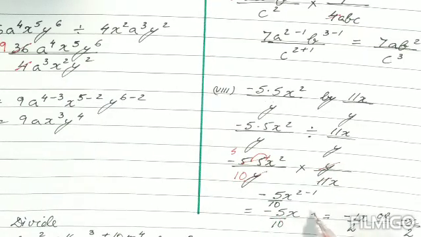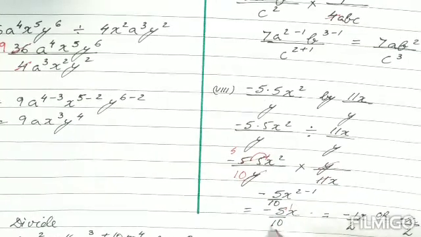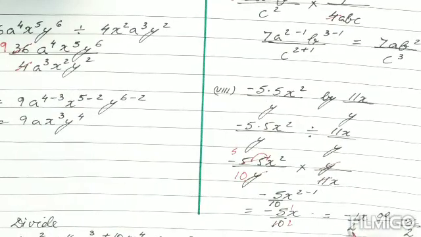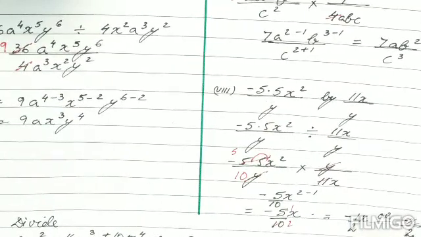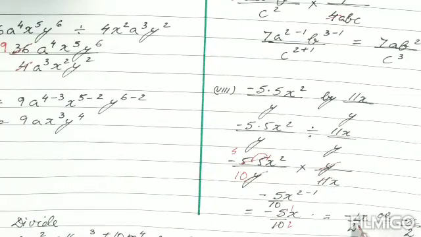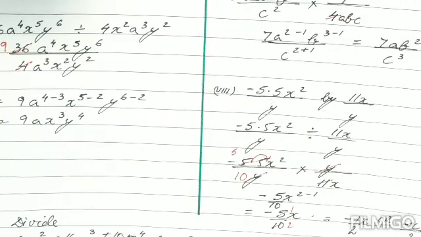Right? Now once I have solved everything, I can reduce this 5 and 10 also, children. 5 ones are 5 and 5 twos are 10. So our answer is minus 1x upon 2, or you can also write your answer as minus x upon 2, because if it is written minus x, it is understood that it is one time only. So minus x upon 2 can also be written as the answer.